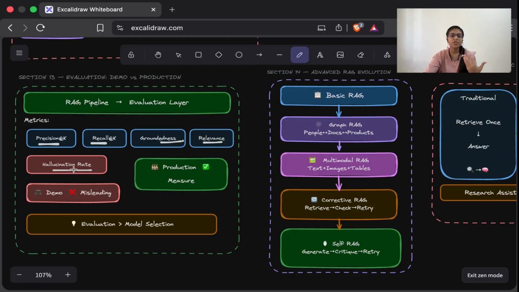In modern AI engineering, evaluation is often more important than model selection. Evaluation isn't optional, it's essential. It is the difference between a demo and a production system. And it's very important.